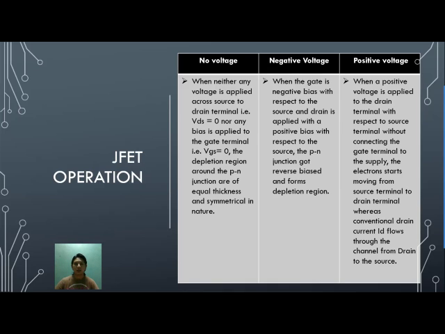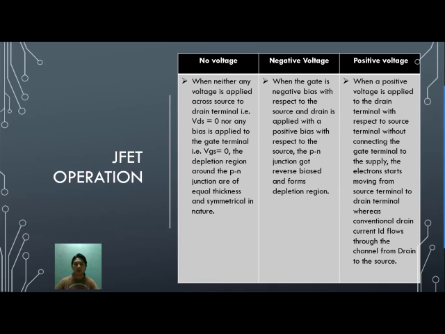The second condition is negative voltage. When the gate is negatively biased with respect to the source and the drain is applied with a positive bias with respect to the source, the P-N junction gets reverse biased and forms a depletion region.